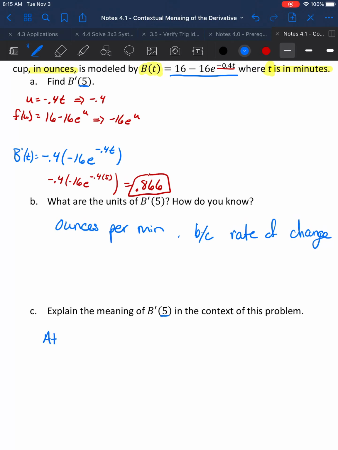So B prime of 5 means at time equal to 5 minutes, the coffee, because that's what we're dealing with, is increasing at 0.866 ounces per minute.